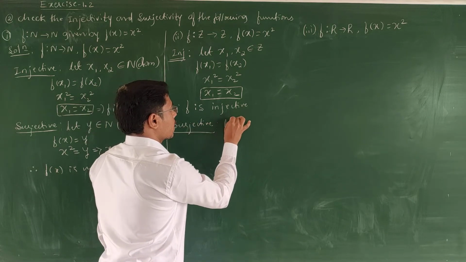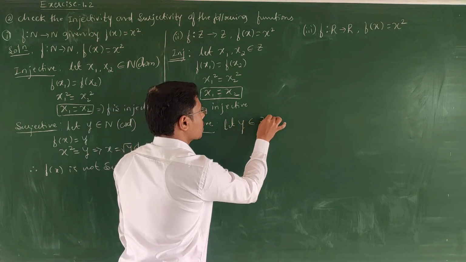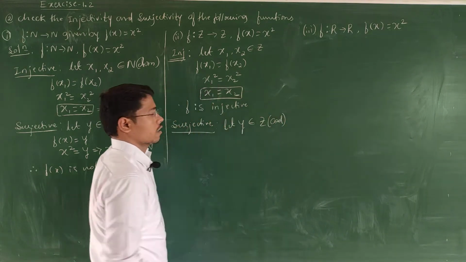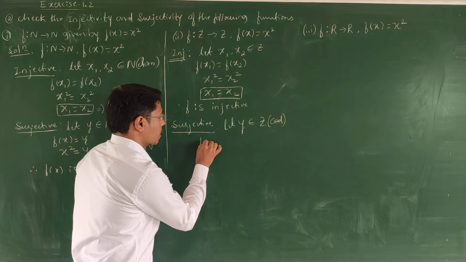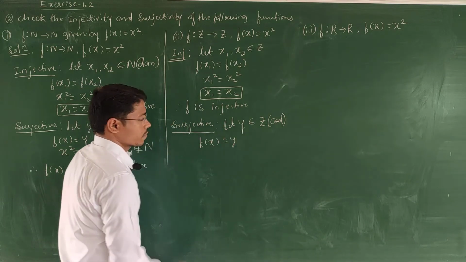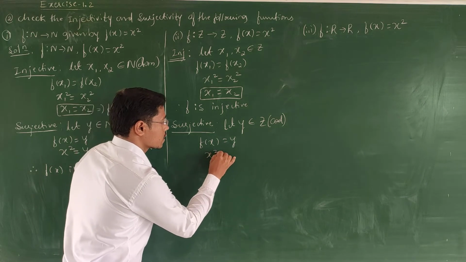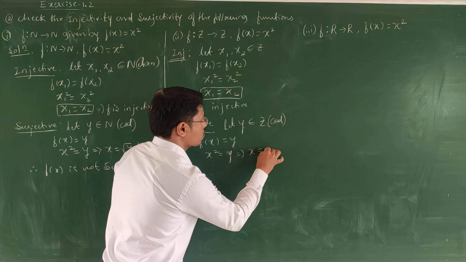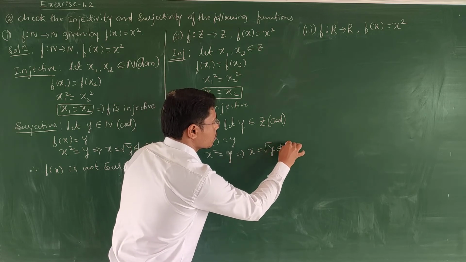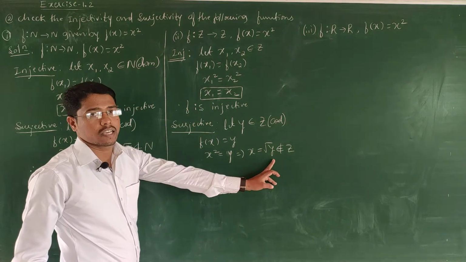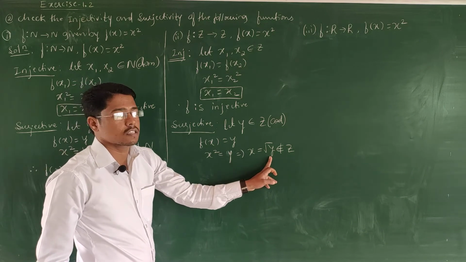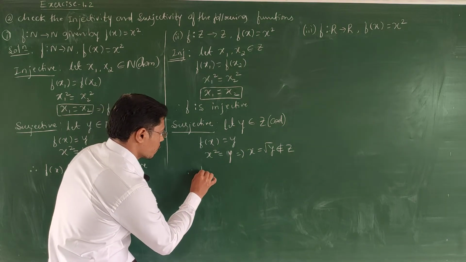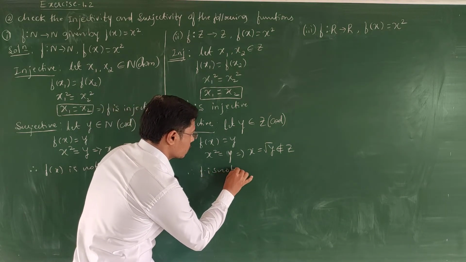Okay, now surjective. So for that, let y belong to the set of integers z in the codomain. So f of x equal to y. Okay, so f of x is x square equal to y. This implies x equal to root y. This doesn't belong to z again. This is an irrational number. x equal to root y is an irrational number, and doesn't belong to the set of integers. Therefore, f is not surjective.